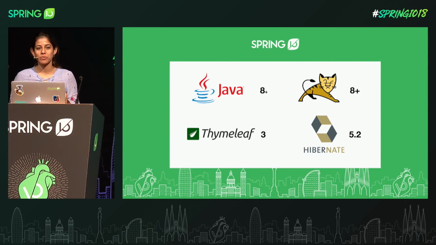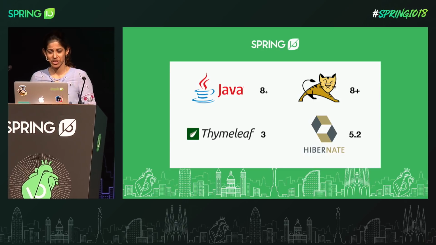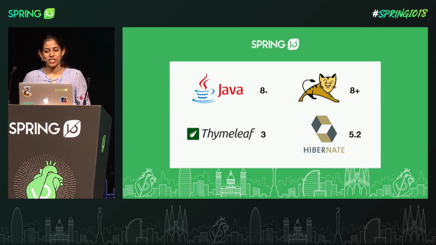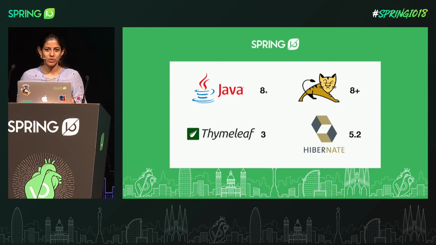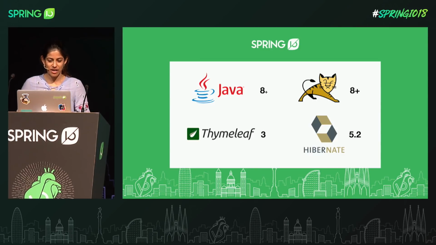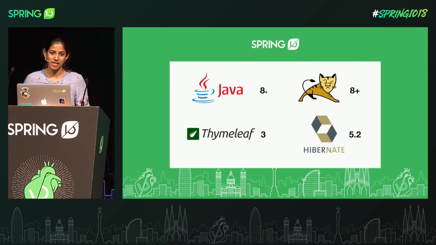We also have the opportunity to upgrade our third-party libraries, since they also come up with their major versions. These are just a few of them, so you can find an entire list in our release notes. For Tomcat, you now require Tomcat 8+. For Thymeleaf, it's Thymeleaf 3 and above. And for Hibernate, it's Hibernate 5.2 and above.